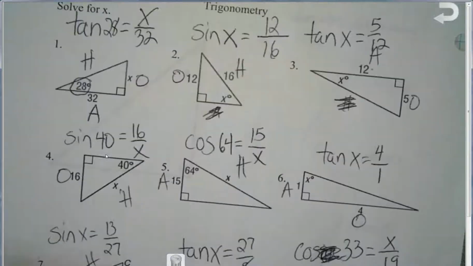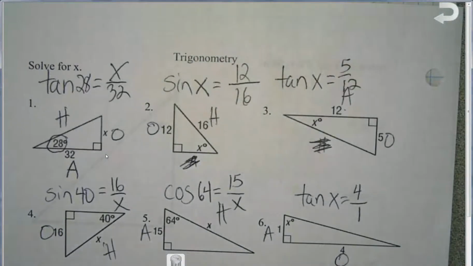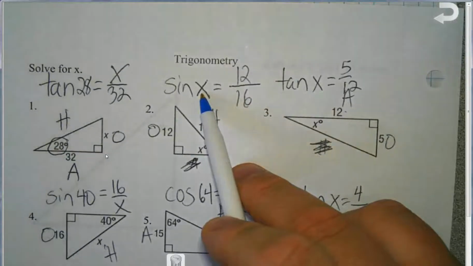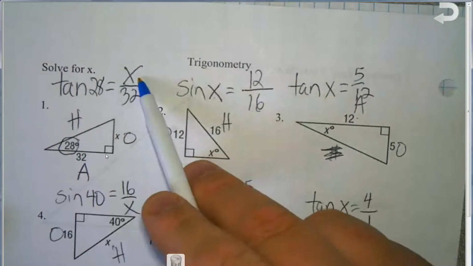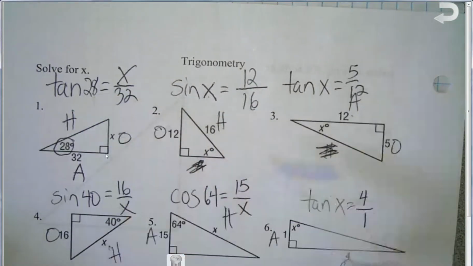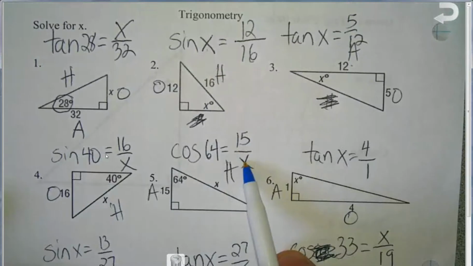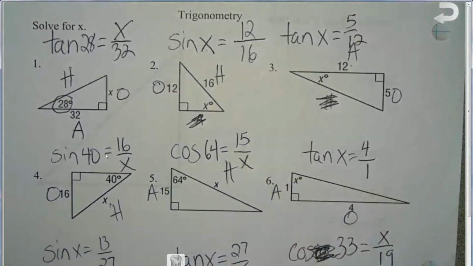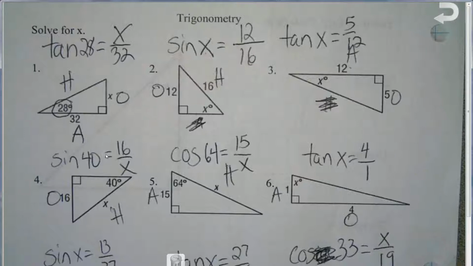Now, the question that's going to come up is, what do I do now? If the x is next to our word, sine, cosine, or tangent, which one do we use? Second, we use the inverse. If the x is on the top, what are we going to do with these two things? Multiply them. If the x is on the bottom, what are we going to do with these two things? Divide them.